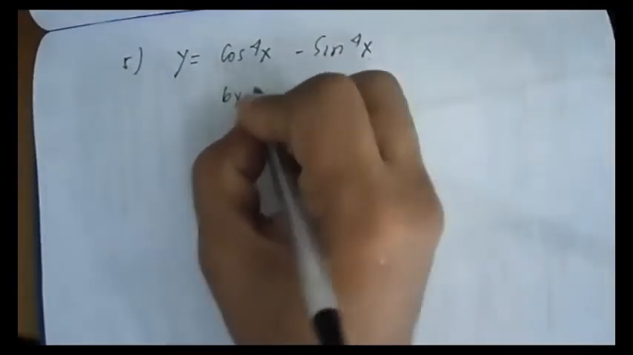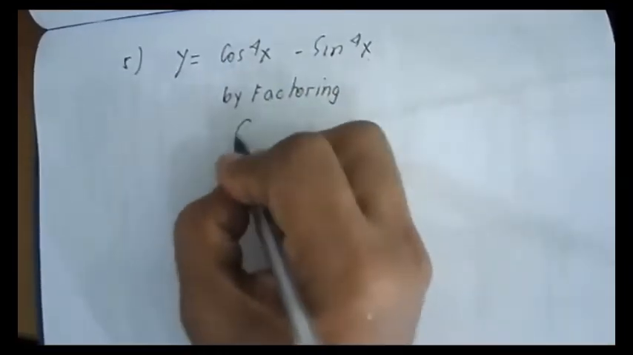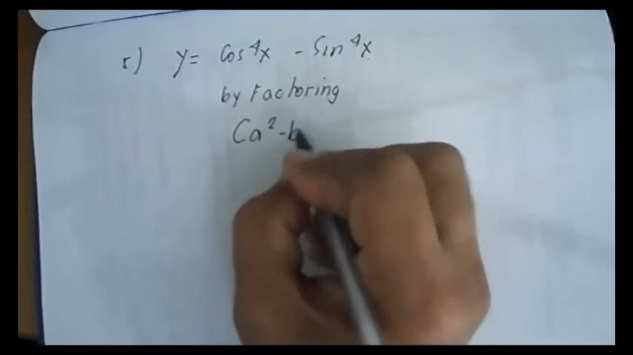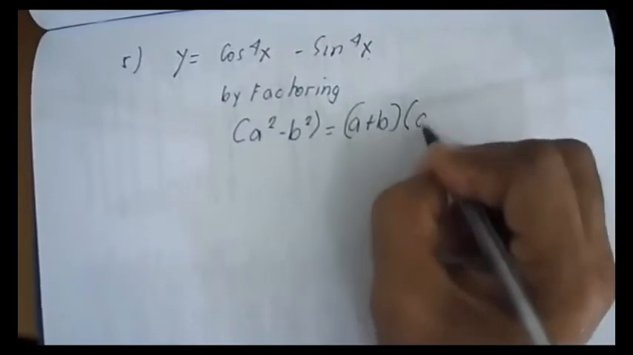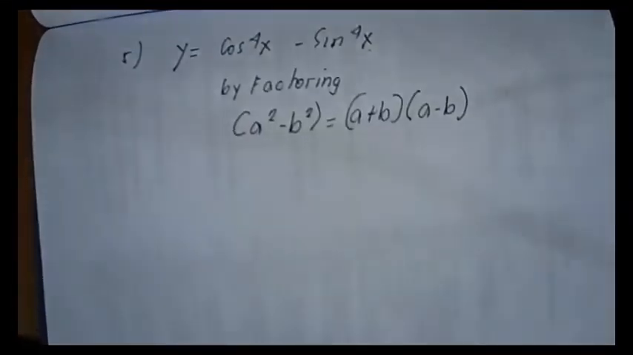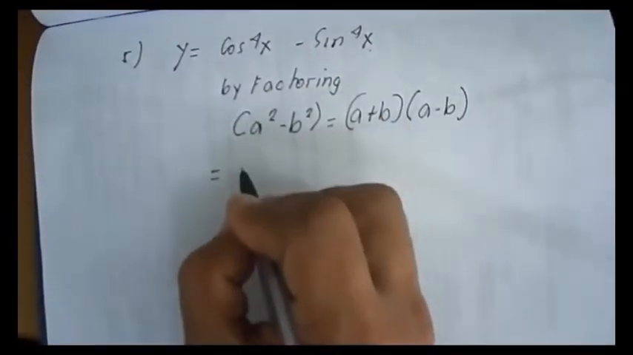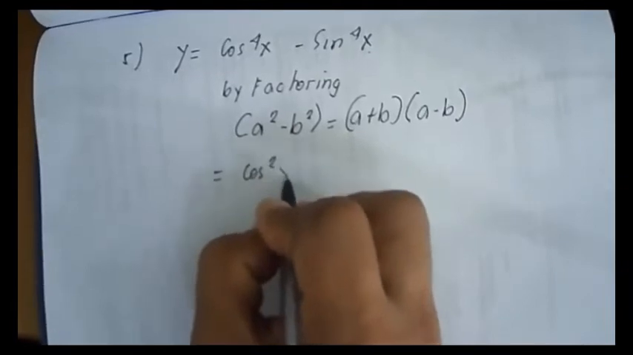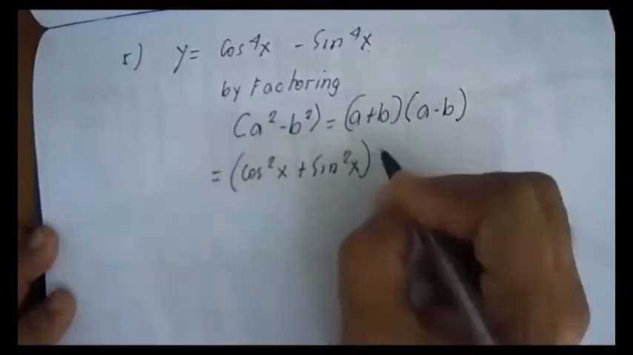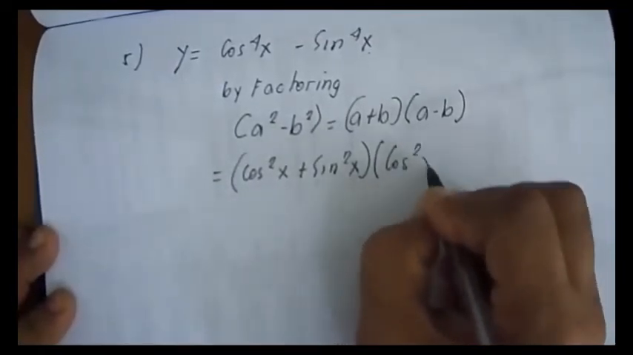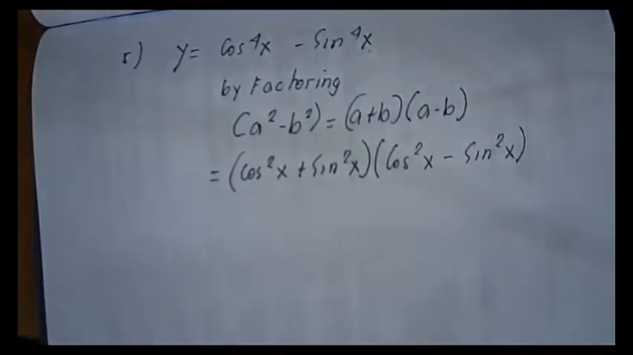So, what we're going to do, we're going to solve by factoring. Okay? So, ano yung formula natin? Square of binomial, a squared minus b squared is the same as a plus b and then a minus b. Okay? So if we're going to factor that one, cosine to the fourth, that's the same as cosine squared x plus sine squared x multiplied by cosine squared x minus sine squared x. Nasundan po?